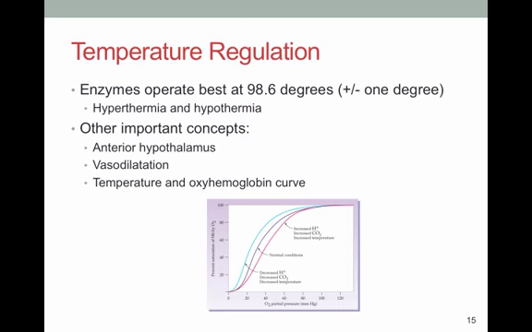Temperature regulation. Enzymes operate best at about 98.6 degrees, plus or minus 1 degree. We have hyperthermia, which is too much heat buildup, and we have hypothermia, which is too little heat. Other important concepts, the anterior hypothalamus regulates body temperature.